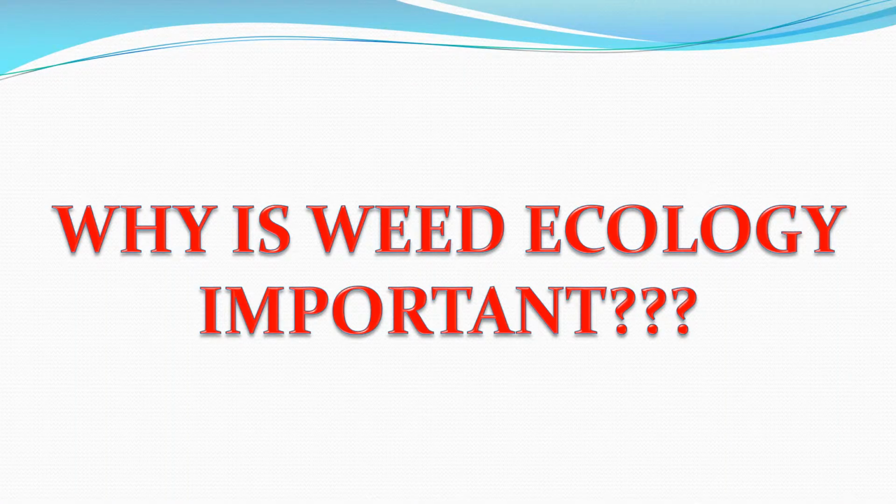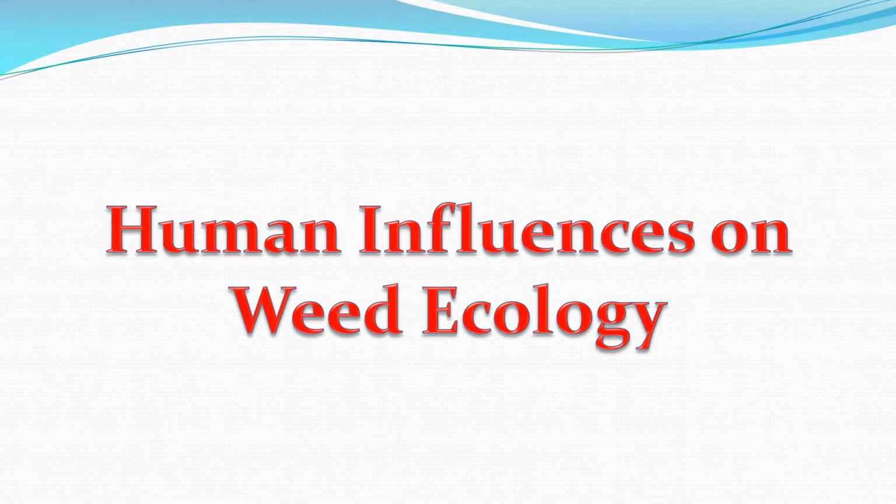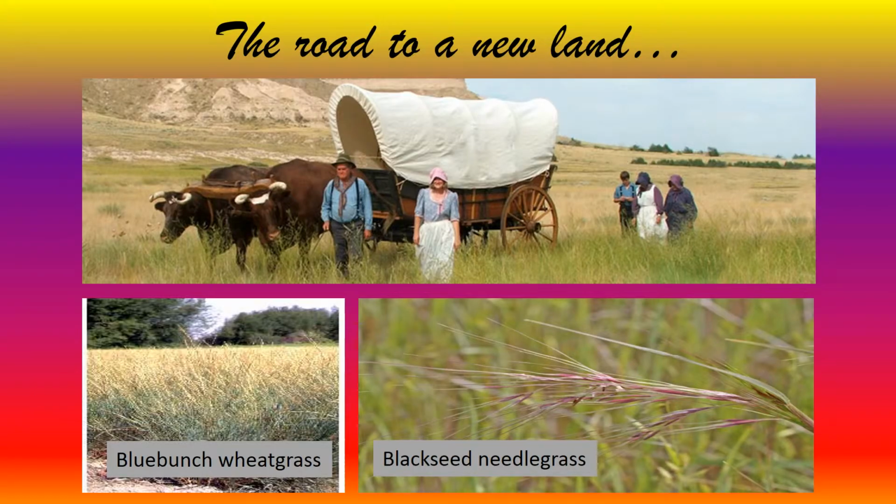So why is wheat ecology important? Why do we need to study them? In this video, I will tell you 3 stories about how human intervention have influenced wheat ecology in this world. First is the story of the white settlers in United States. When the first settlers came to United States Great Plains and parts of the Pacific Northwest, they found bluebunch wheatgrass and blackseed needlegrass dominating the sites of wagon trails.